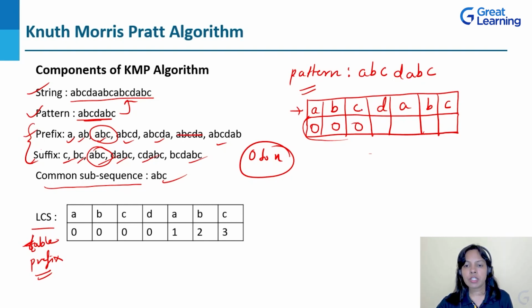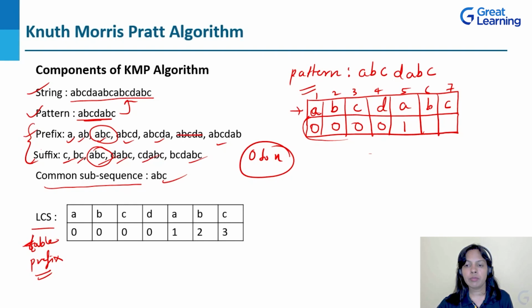Let's see D. Is D matching with any of the previous characters in this pattern, C, B and A? No, so this will also be 0. Coming to A. Is A matching with any of the previous characters? Yes, it is matching with this A here. What is the index of A? If I represent these index values from 1, so 1, 2, 3, 4, 5, 6, 7, A is matching with this A, and the index value for this A is 1. So it will be 1 here.